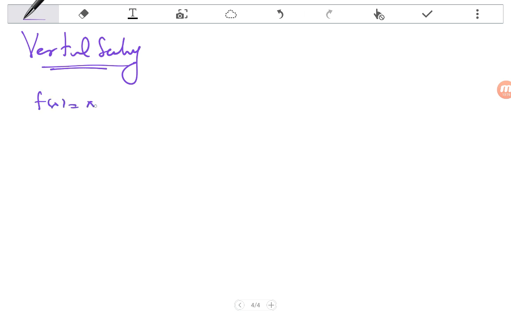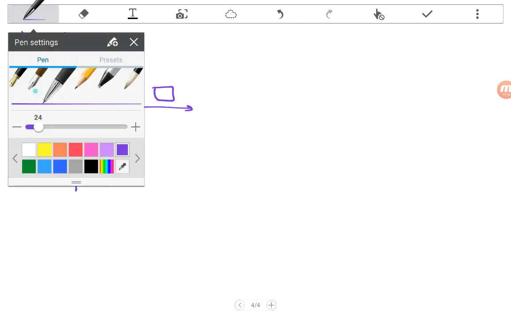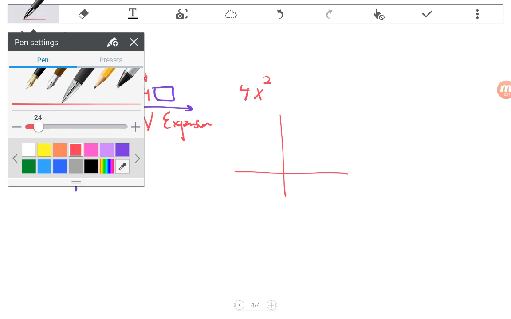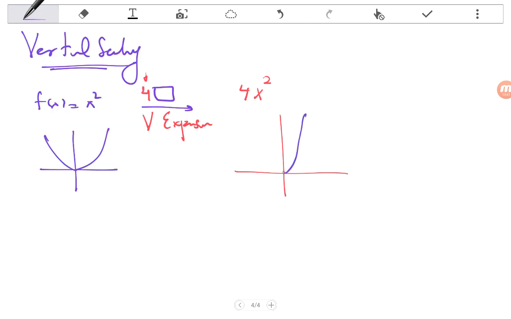So if I have f of x is equal to x squared, and I take the whole function and multiply it by 4, this is a vertical operation. Would it be compression or expansion in this case? As I just predicted, it would be a vertical expansion. What would be the new graph? That would be 4x squared. The new graph will be something like this. I just expanded it like this.